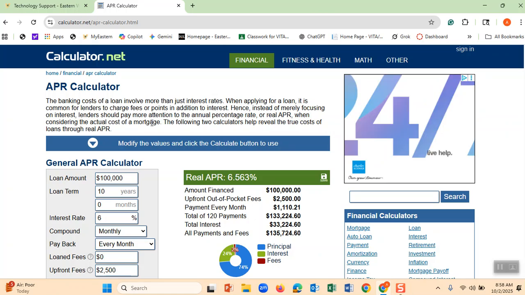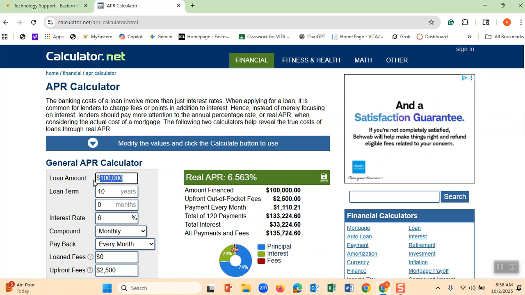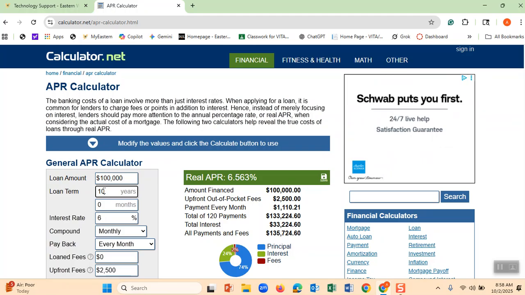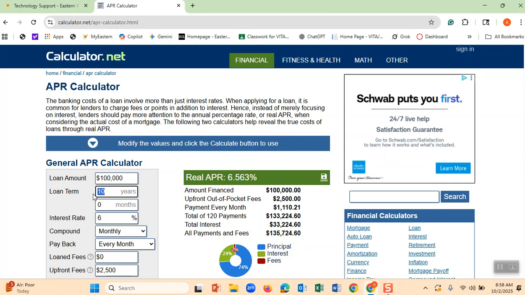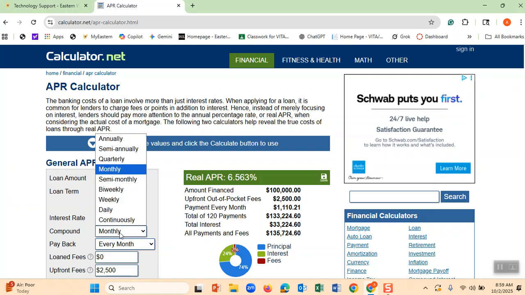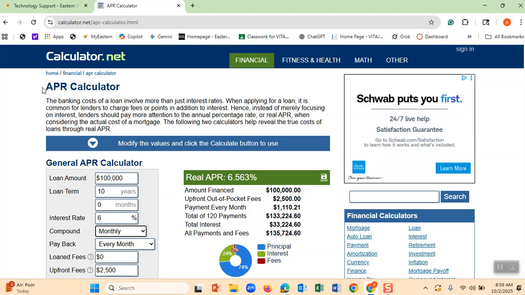Imagine that you want to borrow $100,000 from the bank, and the bank wants you to pay back in 10 years and 0 months. That means just 10 years. Interest rates are at 6%, and it is compounding monthly. This is an important concept because it can compound annually, it can compound semi-annually. We will talk about it, and that's why the name APR, annual percentage rate.